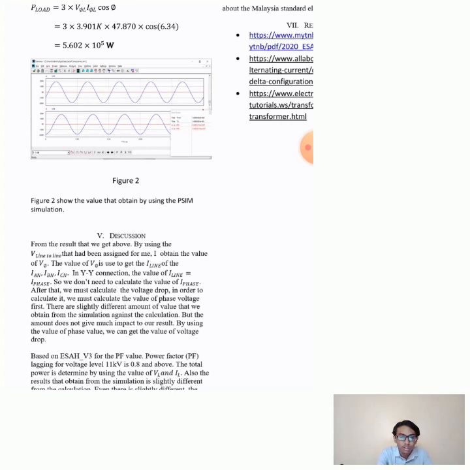The total power is determined by using the value of VL and IL. Also, the result we obtain from the simulation is slightly different from the calculation. Even though there is a slight difference, the value should not be a problem because it can still perform well and does not give much impact on the outcome.